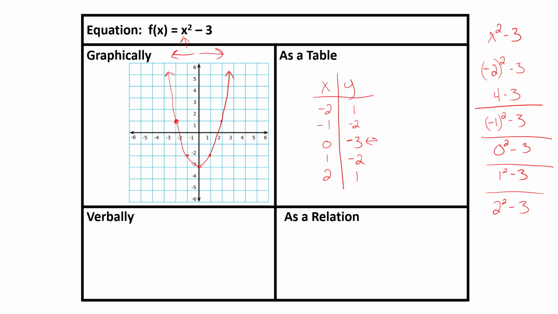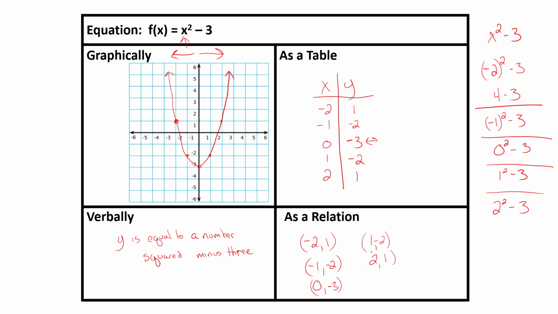All right, how would we state this verbally? We would say that y is equal to a number squared minus 3. And then a relation, we've got our ordered pairs from the chart. That part's not changing. -2, 1, -1, -2, 0, -3, 1, -2, and 2, 1.